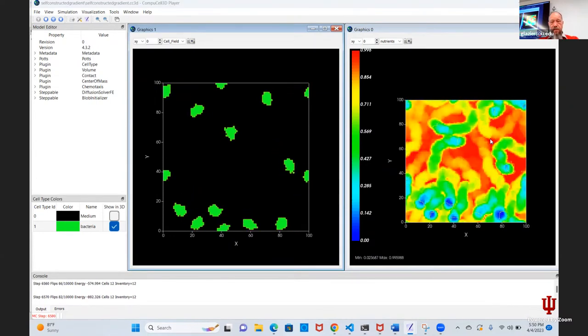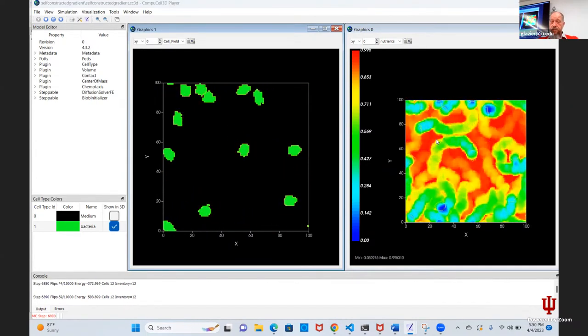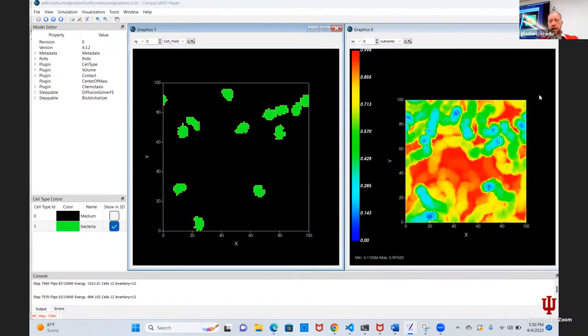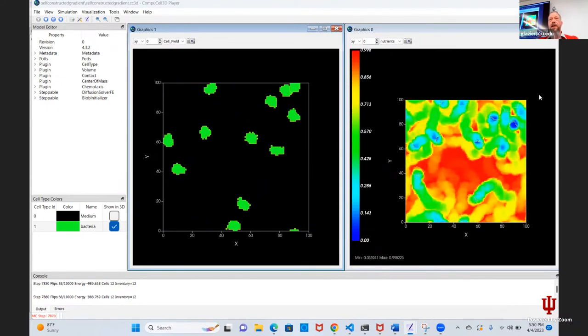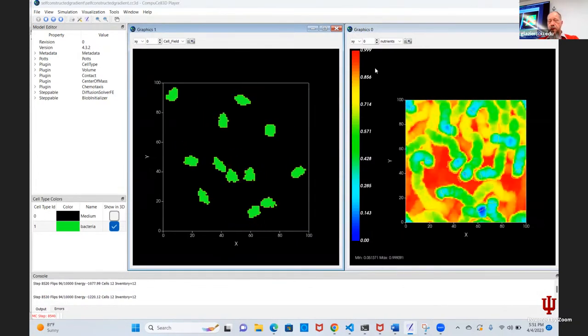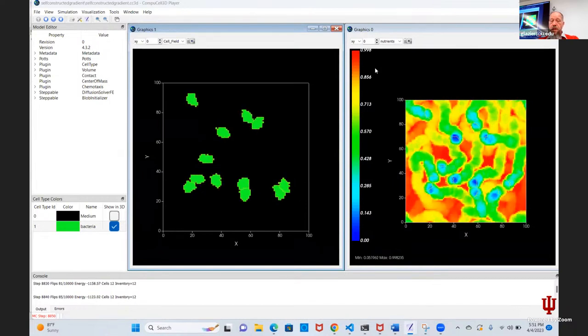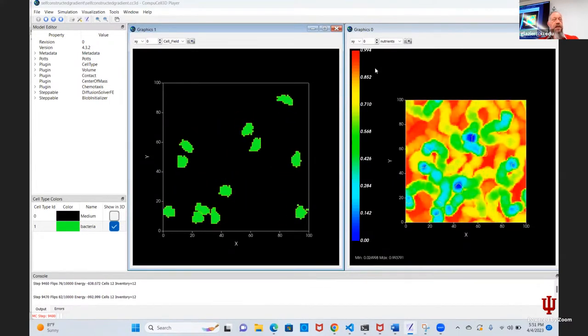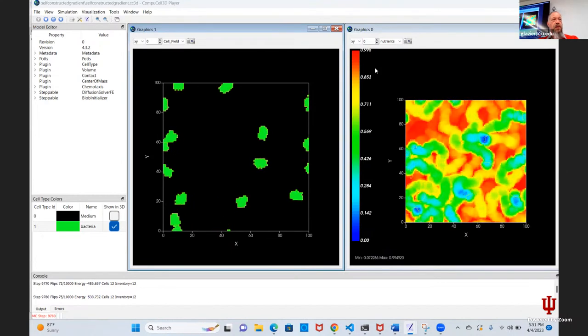And so in one case, there was a fixed amount of nutrient in the environment. In this case, there's a steady supply, a low but steady supply of nutrient in the environment. And the degree to which the cells avoid each other is going to be tuned by that. If the recovery time is fast, then the cells won't avoid each other so much.